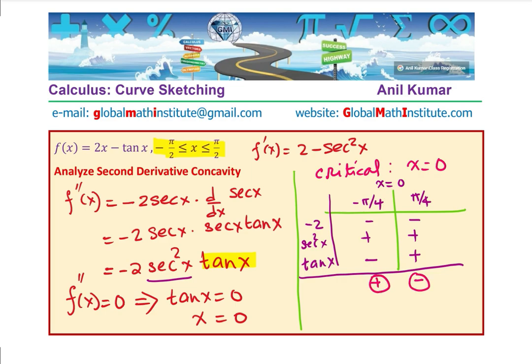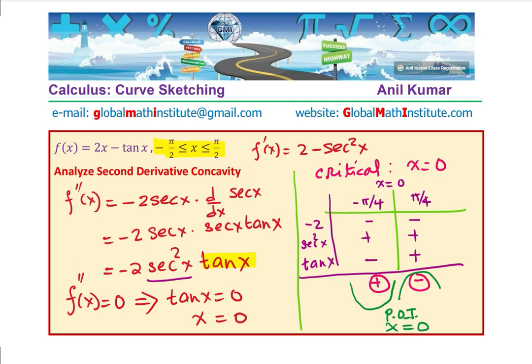So clearly we have a change in concavity. So what we notice here is on the left side of 0, we have concave up, and on the right side, we have concave down. Do you see that? And we have a point of inflection at x equals 0.